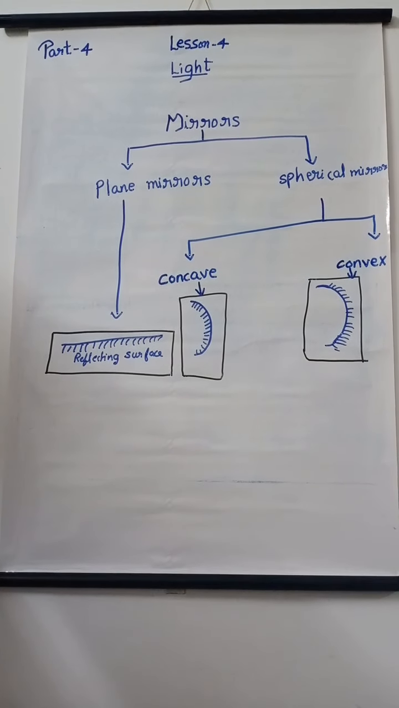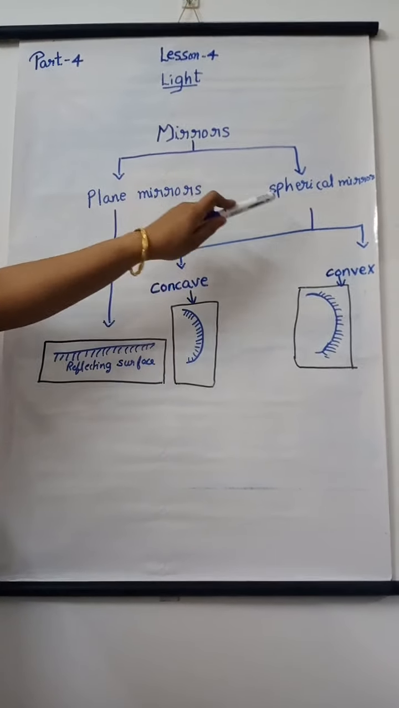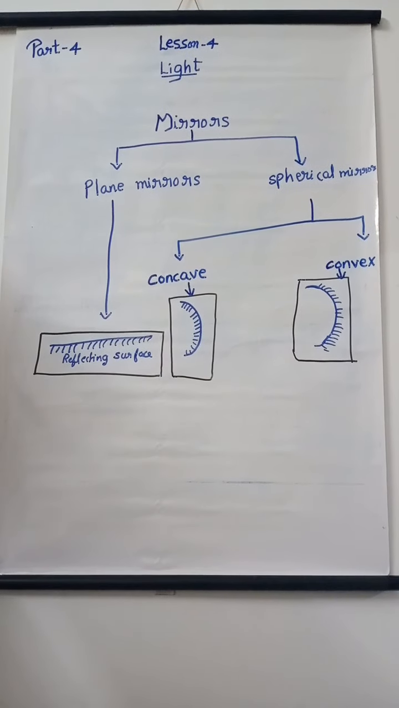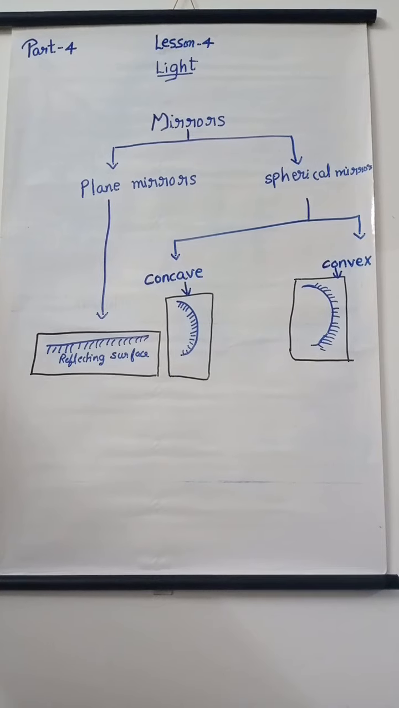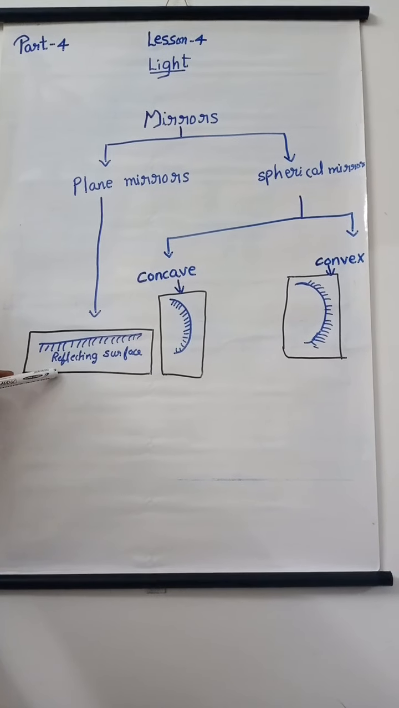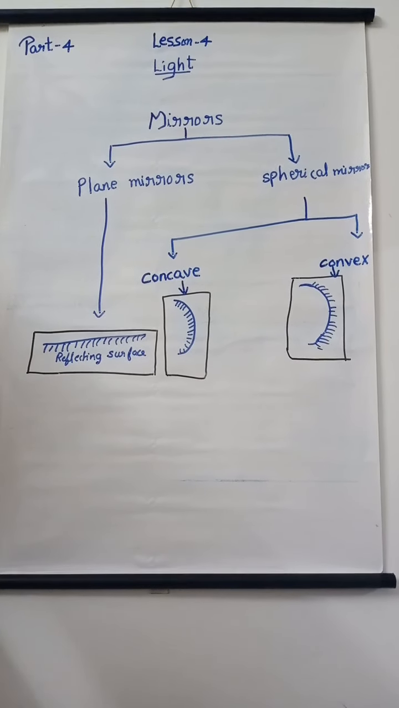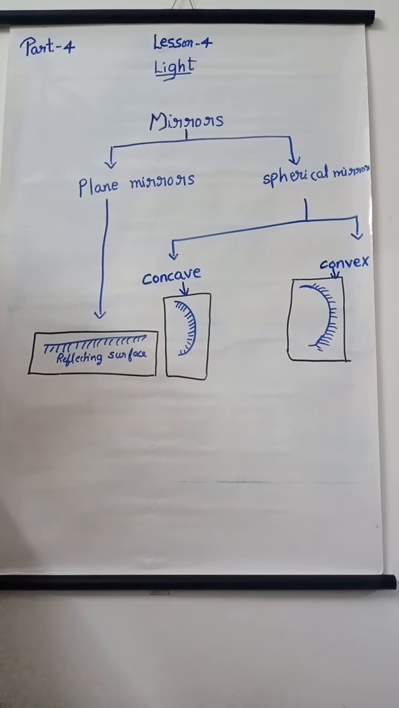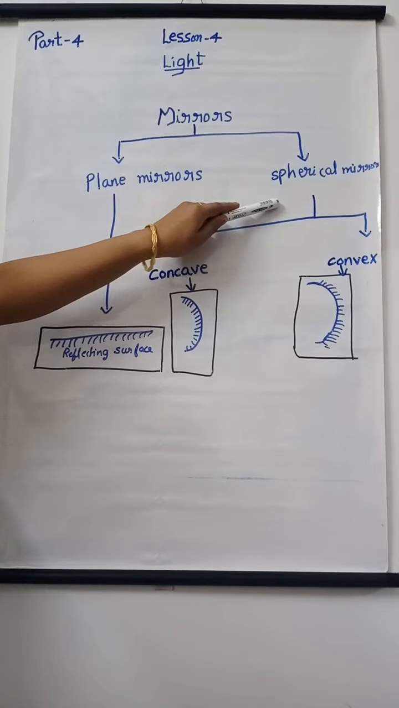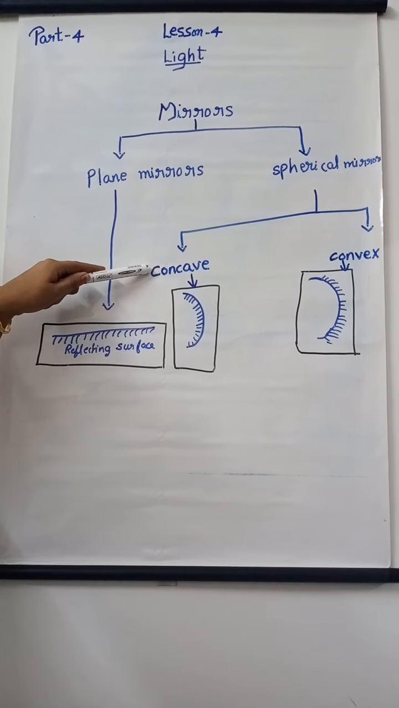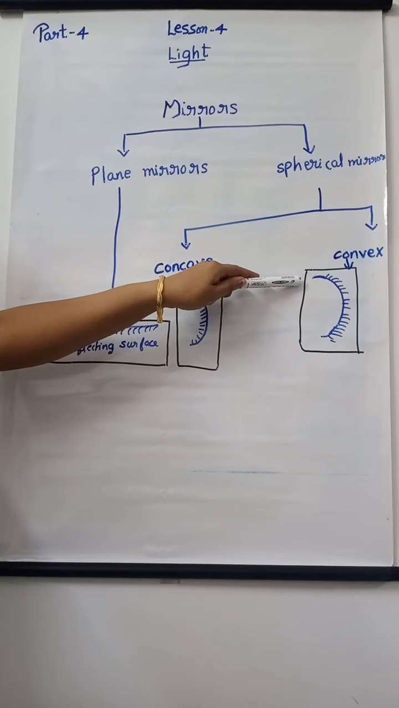Now, what is the difference between plane mirrors and spherical mirrors? The difference is based on the reflecting surface. Plane mirrors have a flat reflecting surface and spherical mirrors have curved reflecting surfaces. We have seen that spherical mirrors are classified into two. They are concave mirrors and convex mirrors.